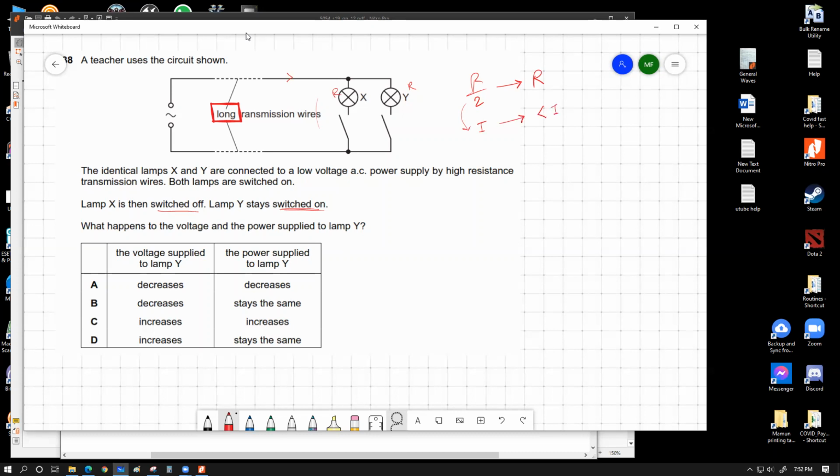Now, I'm not saying it should be I by 2 because we have some resistance involved over here. This is not directly proportional because we have some additional resistance over here. So I'm going to show you the calculation, but first get the concept of this thing. The current will decrease because the combined resistance of the whole circuit will increase.